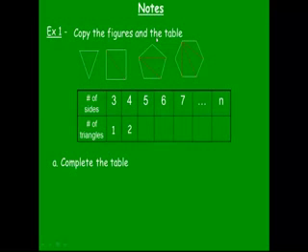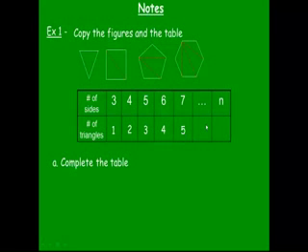Next one is a 5-sided figure. When I draw diagonals, how many triangles do I have? 3. Can you see a pattern here? 1, 2, 3. Let's see, a 6-sided figure. Yep, I get 4. So 7, how many do you think you're going to have? I bet it's going to be 5.